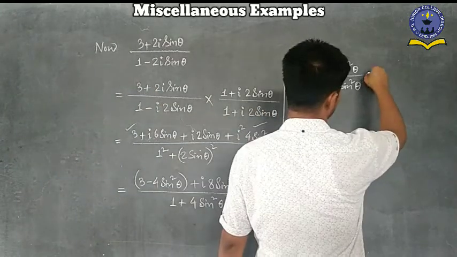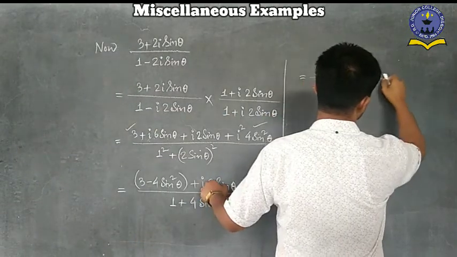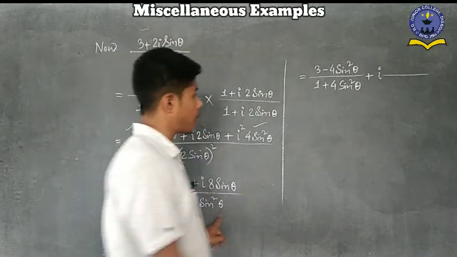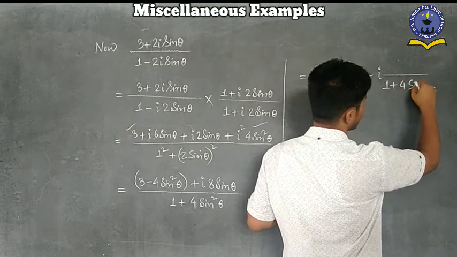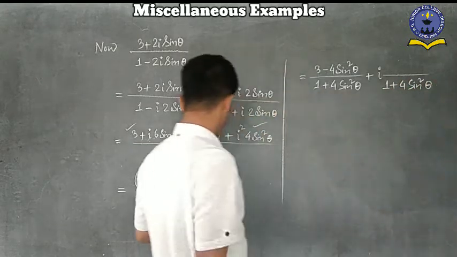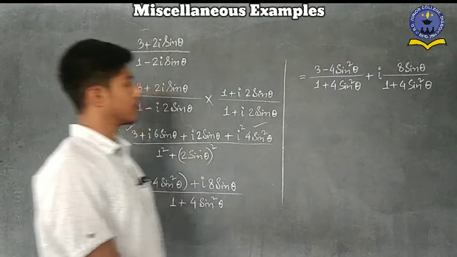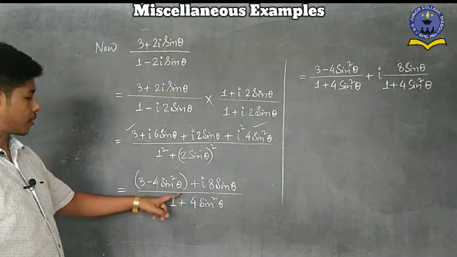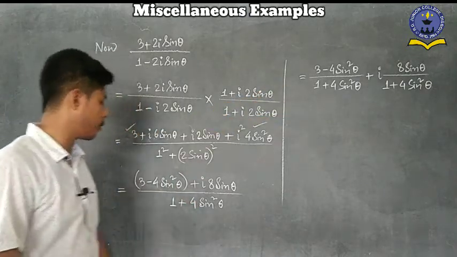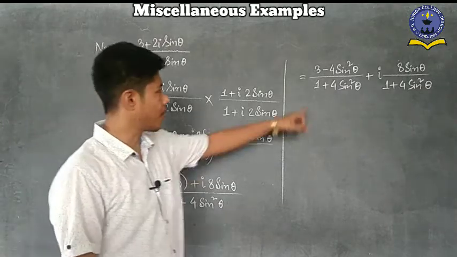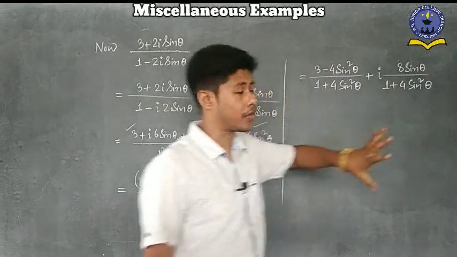Plus, then the next part is what we have to write here. Next part we have to write this one outside. Then in denominator what you have to write? 1 plus 4 sin square theta, and numerator we have to write 8 sin theta. Is it clear? So 3 minus 4 sin square theta divided by 1 plus 4 sin square theta, and this one is 8 sin theta divided by 1 plus 4 sin square theta. Is it clear? So now here if you see this one is the real part and this one is what? The imaginary part, is not it?